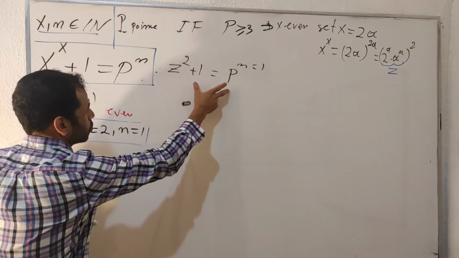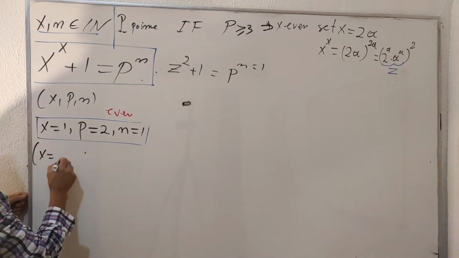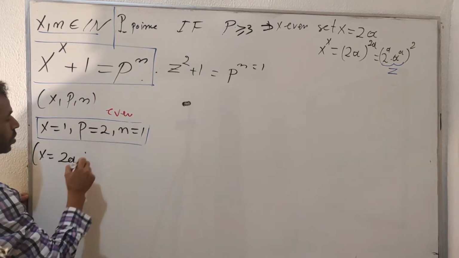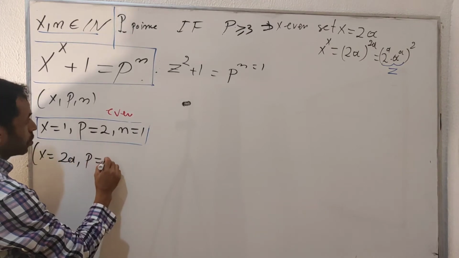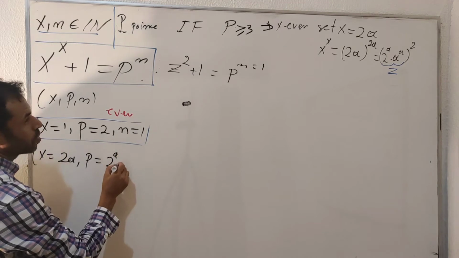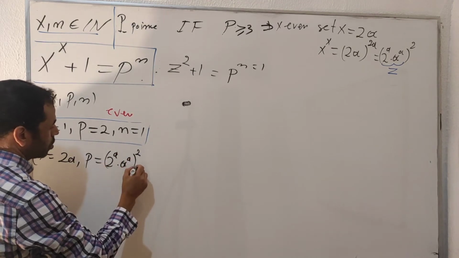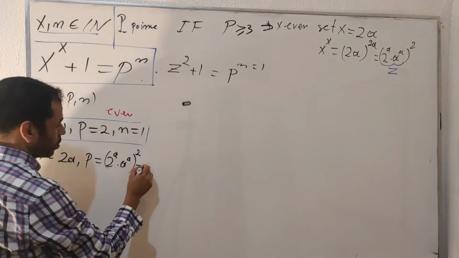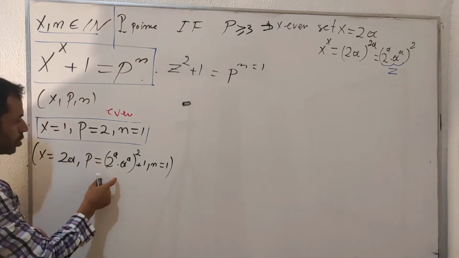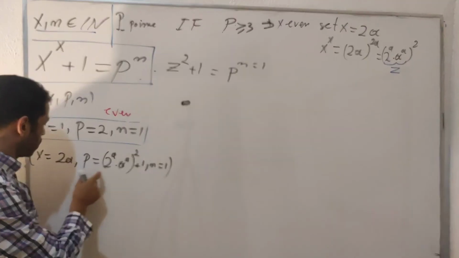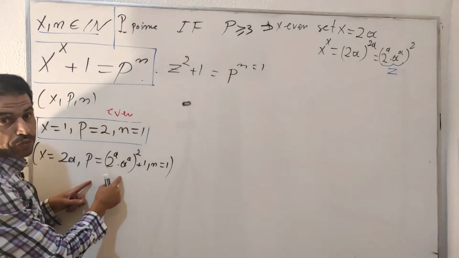You are going to write the general solution for this one. So x equals 2^a as we put there, and p equals (2^a multiplied with a^a) all raised to the power 2, plus 1, with n equals 1. This one is telling us we have infinitely many solutions, because as you replace the value of a, you get a new solution, you get a new prime.